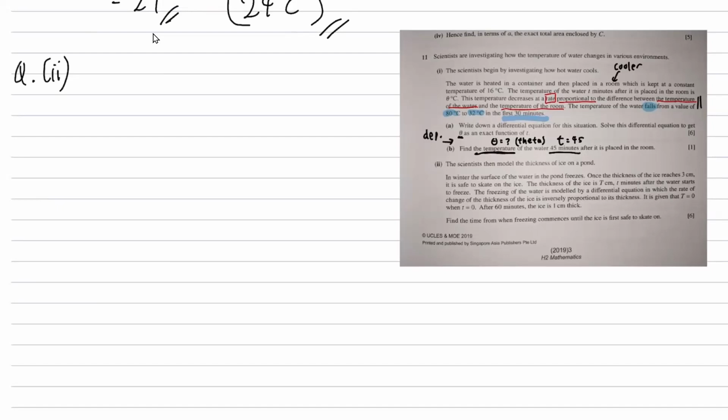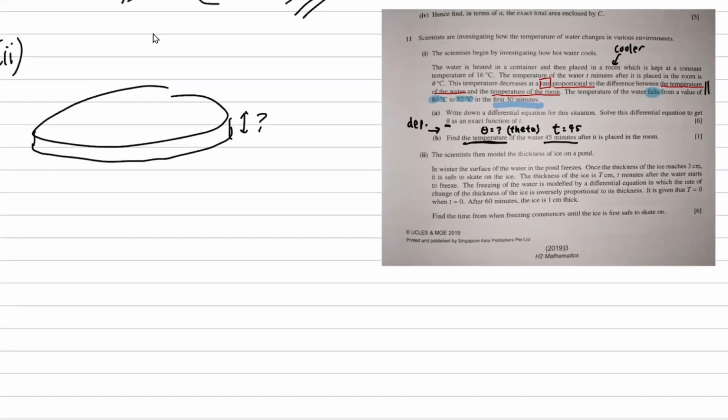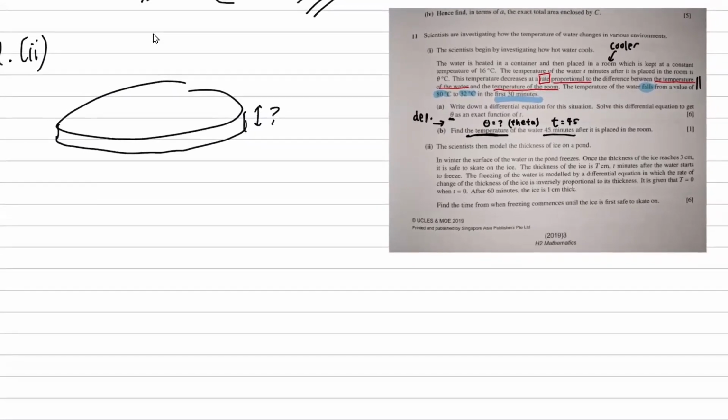Question part 2. So now the scientists decide to deal with a different scenario. Now they don't look at water, they look at the thickness of ice on a pond. Then my pond looks like a petri dish. Sorry for my bad art. Okay, so you model the thickness of ice on a pond.